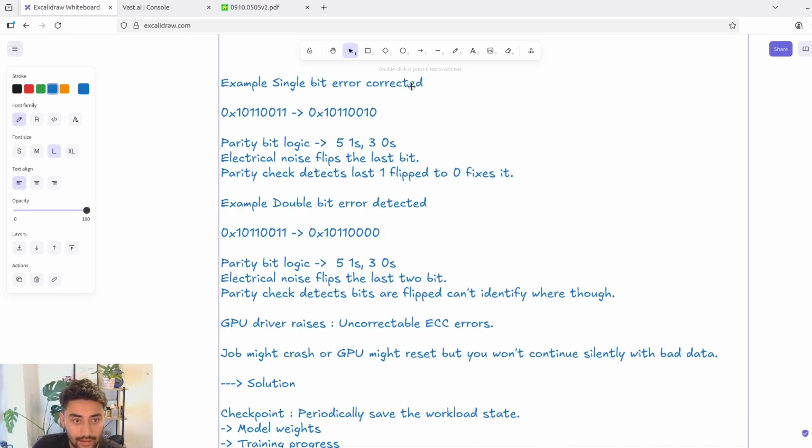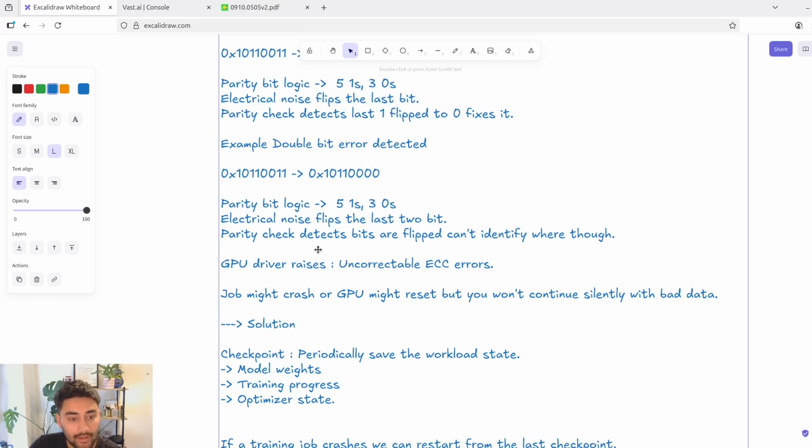So notice this terminology: single bit error corrected, double bit error detected, right? So what happens is, the parity bit might use a similar logic as we discussed before, counting the number of ones and zeros. Electrical noise will flip the last 2 bits. So in this case, the last 2 bits went to zeros. Now the parity check can detect that the bits are flipped. So it's not 1 anymore, it's 2 zeros, right? But it cannot identify where the bits flipped, right?